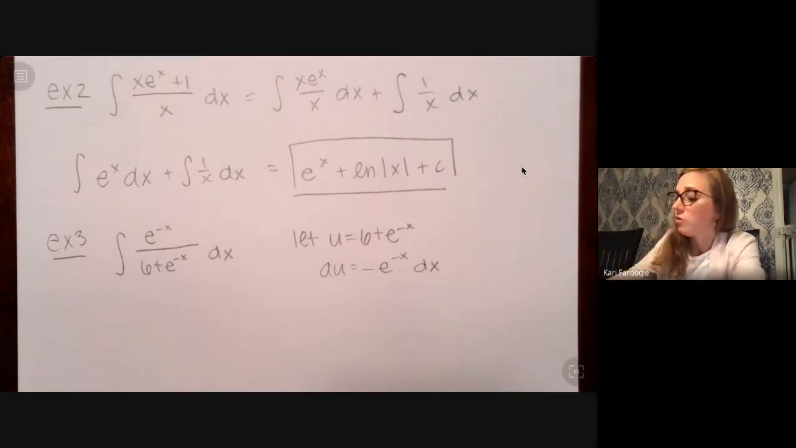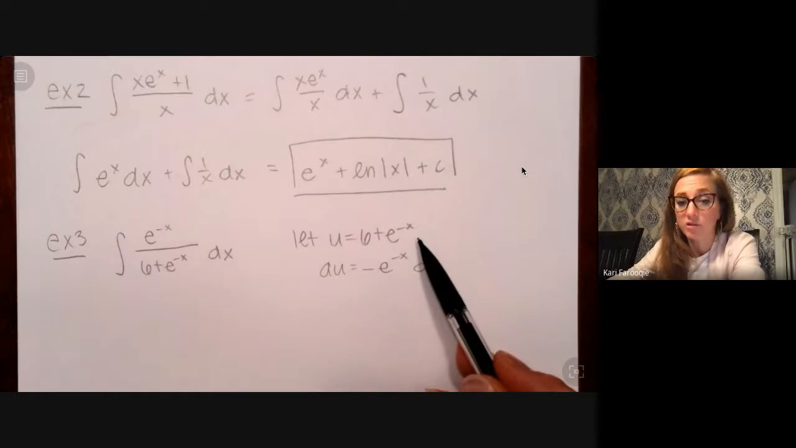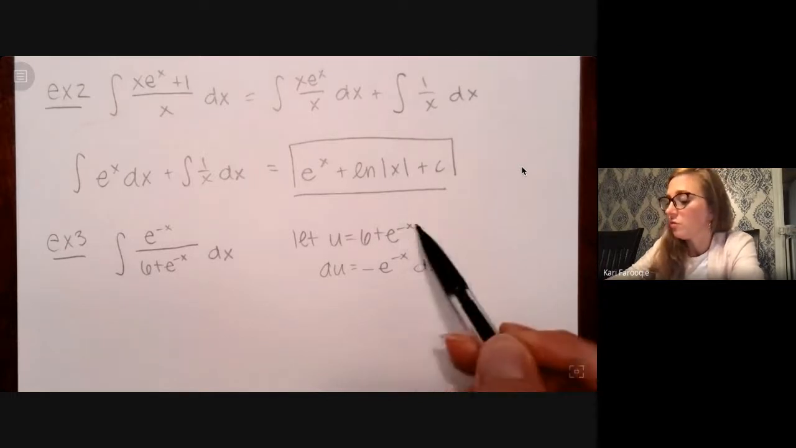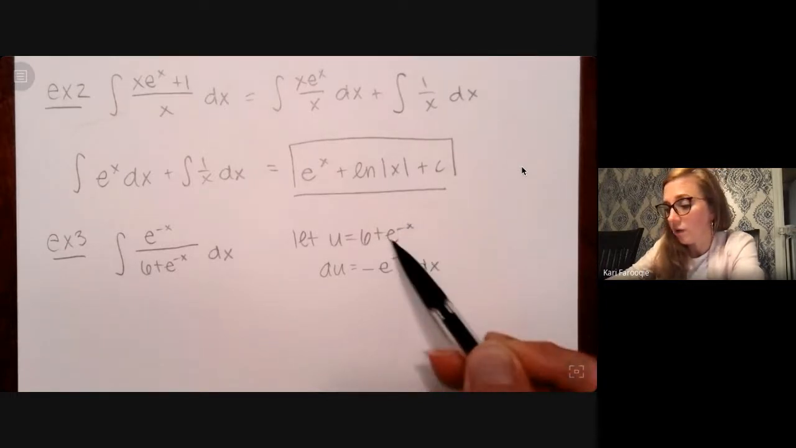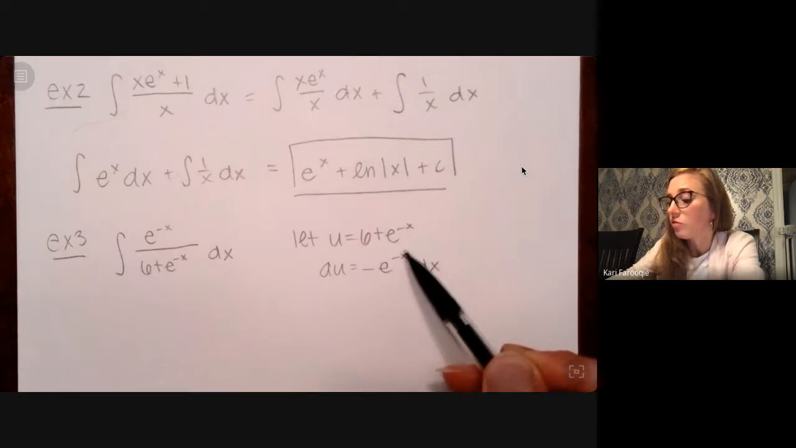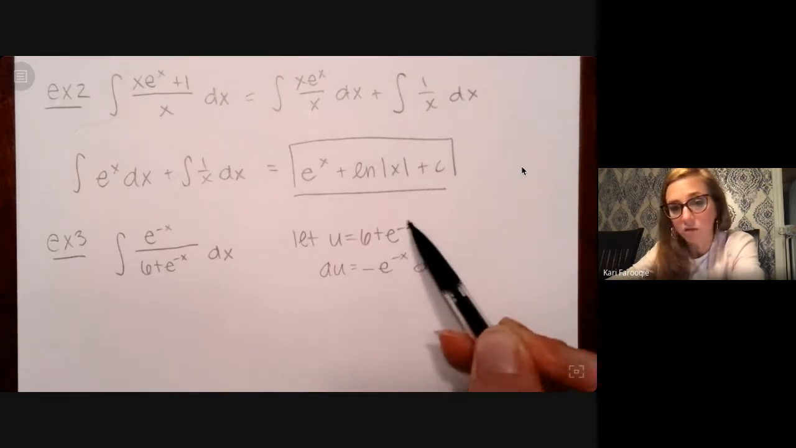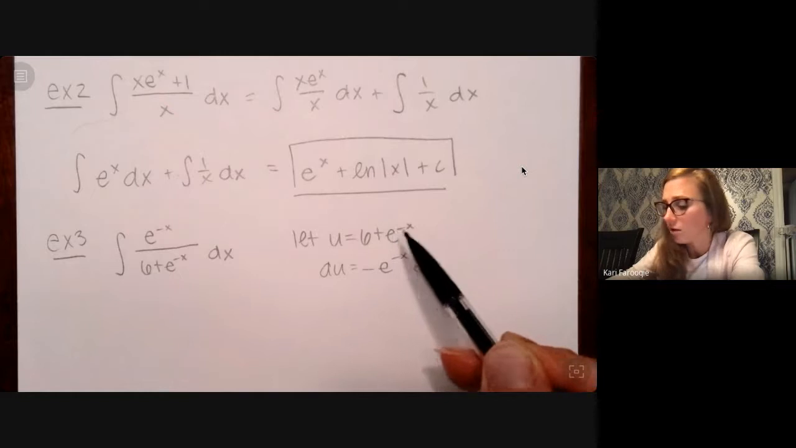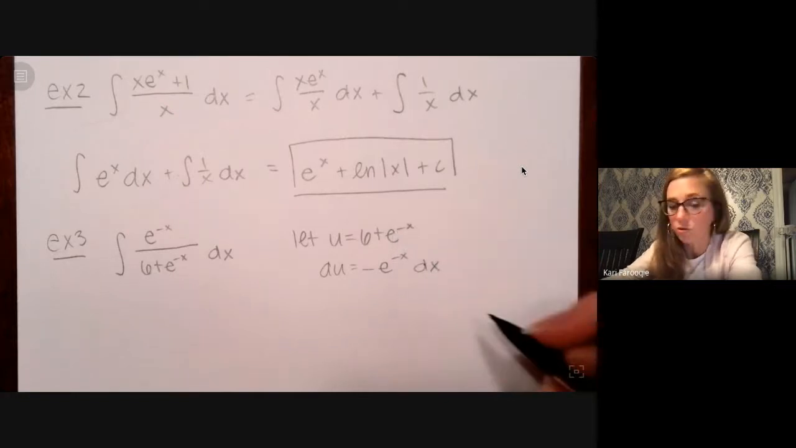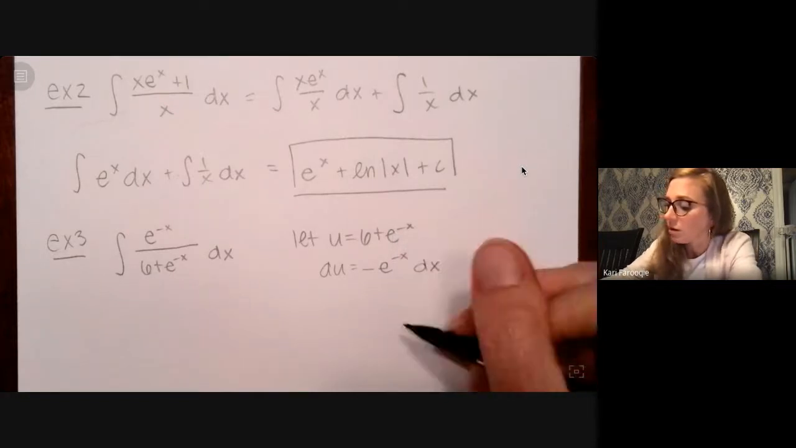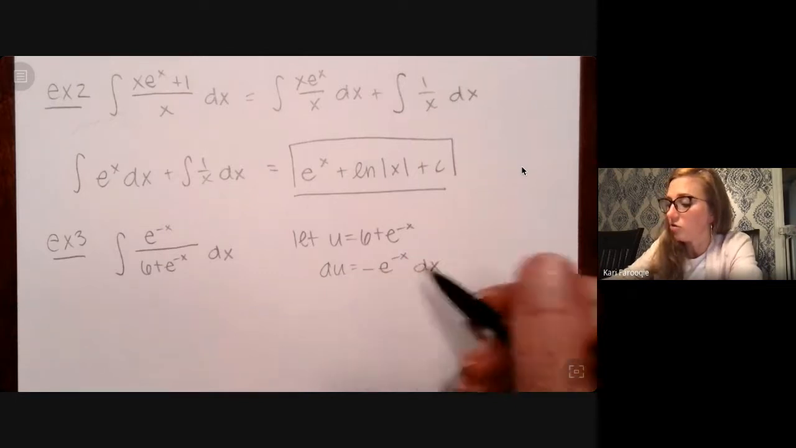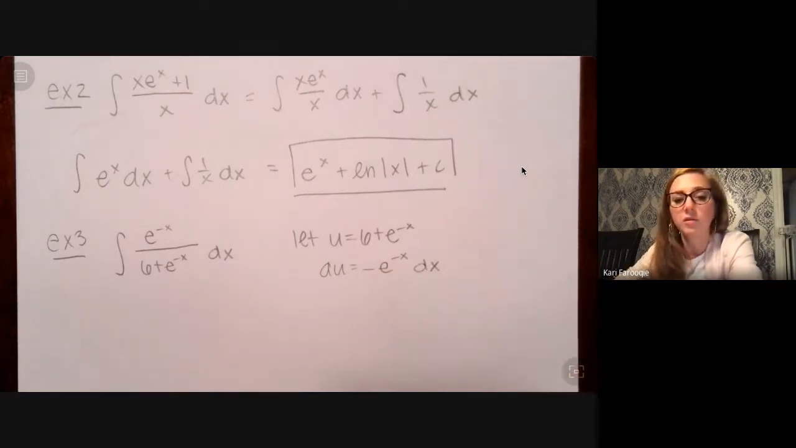Remember that the derivative of 6 plus e to the negative x uses the chain rule. So the derivative of e to the negative x would be e to the negative x times the derivative of the inside function. The inside function's negative x. So that's where that derivative comes from. So du is just negative e to the negative x dx.